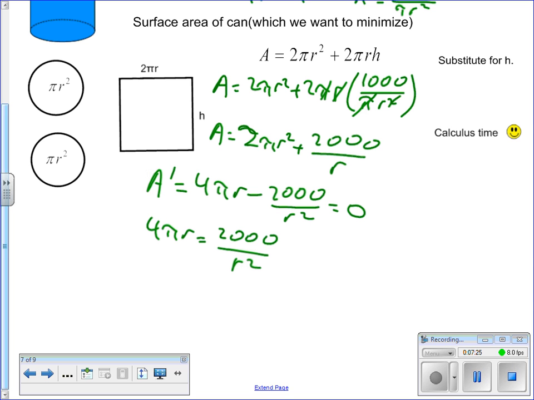Divide both sides by 4 pi and multiply both sides by r squared. I get r cubed is equal to 2,000 divided by 4 is 500, right? So I get 500 over pi. R equals the cube root of 500 over pi.